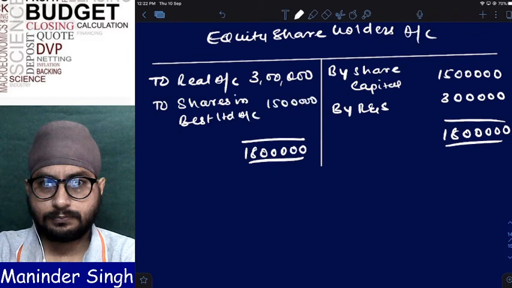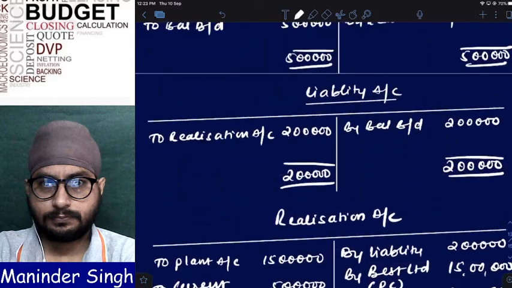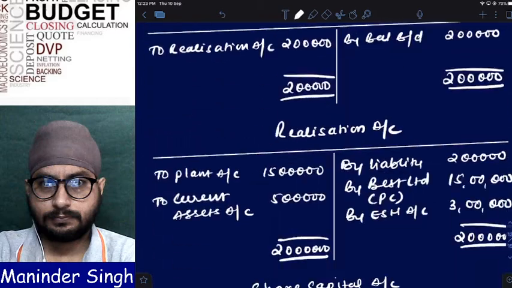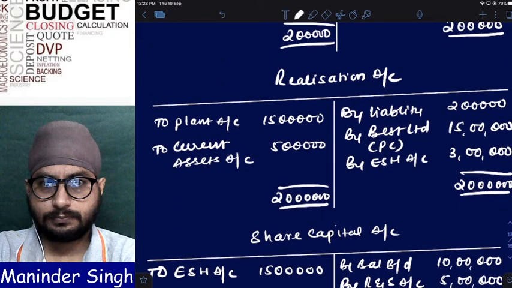Purchase consideration was 15 lakhs. Is this closing balance of equity shareholders account matching with the purchase consideration which we have taken in realization account? Is it matching? It means all the accounts we have prepared are correct or not?